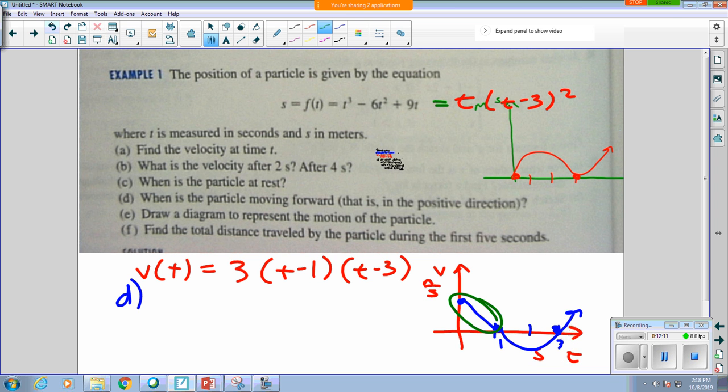So everybody, for letter D, when is the particle moving forward? How about when time is 0 to 1 and 3 to infinity? That's when it's moving forward. Everybody, when's it going backwards? When's it going in the negative direction? Between 1 and 3, right? What's it doing at 1 and 3?